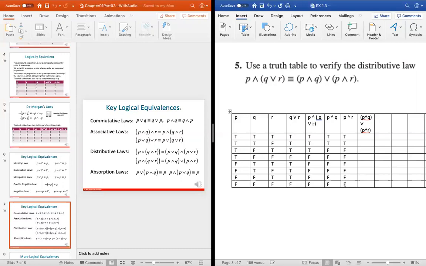Miss, the second row for P and R, isn't it false? I think it's false. The second row for P and R, yeah, I think it's false. That's right. And this is going to be true.